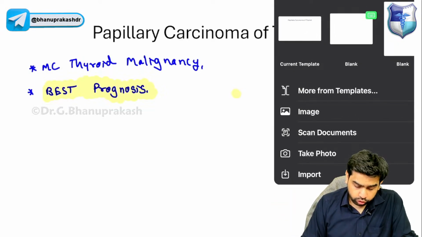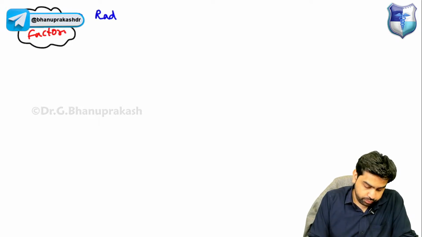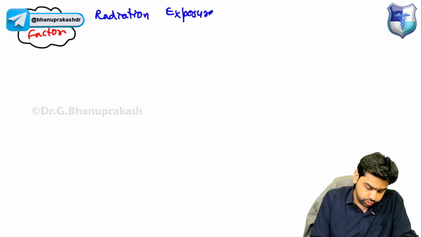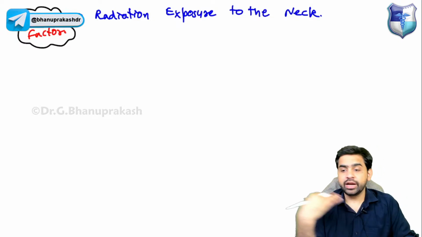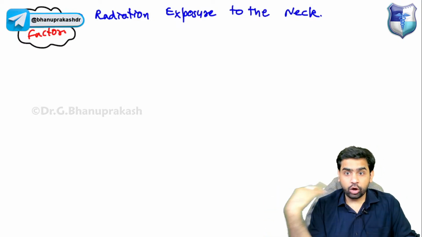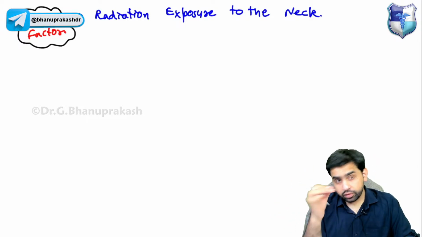Now, if I talk to you about the risk factor, what is the risk factor for the development of papillary carcinoma of thyroid? The risk factor is radiation exposure to the neck. Let's assume that there is a patient who had a head and neck malignancy in childhood, and now the radiation exposure to the neck has led to the formation of a papillary carcinoma of thyroid. So this is one of the important risk factors.